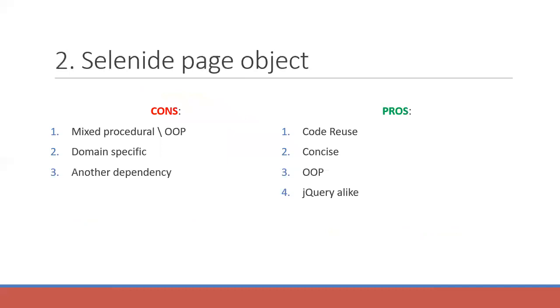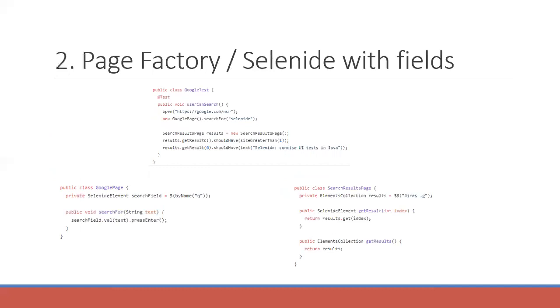So again, jQuery, JavaScript, different styles. And of course, Selenide itself is another dependency, another API that you have to learn now. There is pretty nice documentation, but still. On the right side, code reuse, it's pretty concise. I like that a lot. It's OOP, again mixed, and it's jQuery-like. So if you show this to front-end developers, they will pretty much say, oh, I know exactly what it is, because it's the exact same copy of what they do writing jQuery, right?